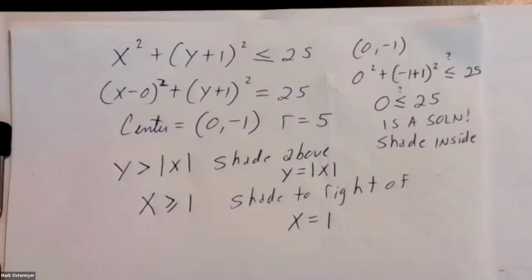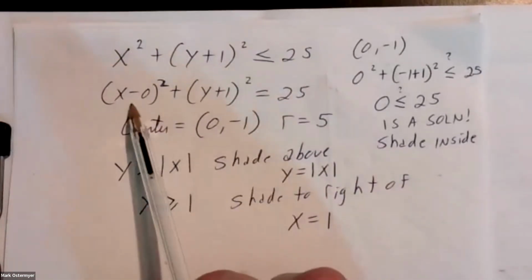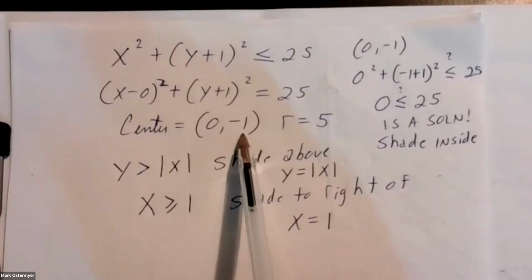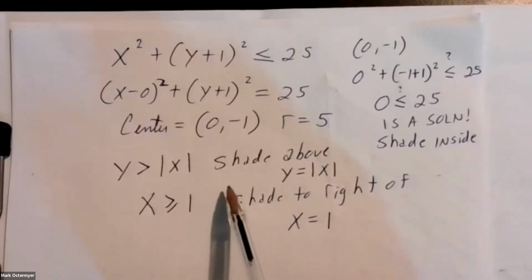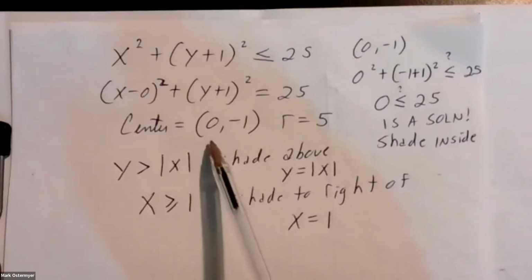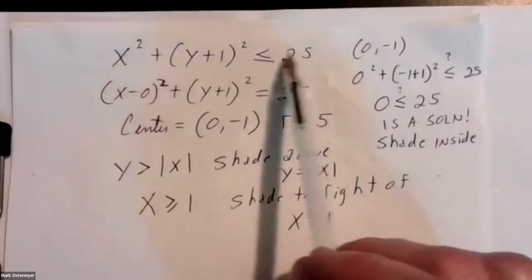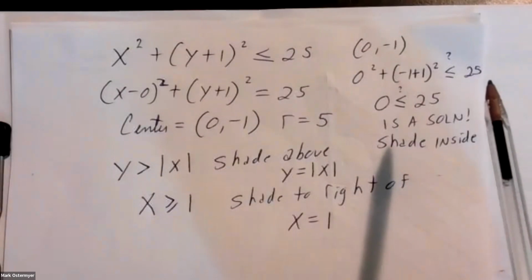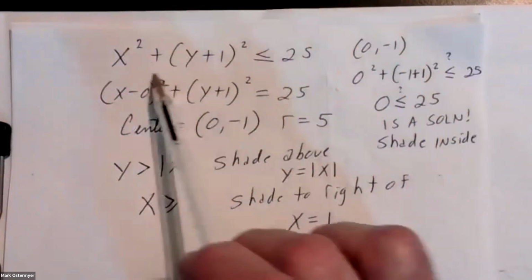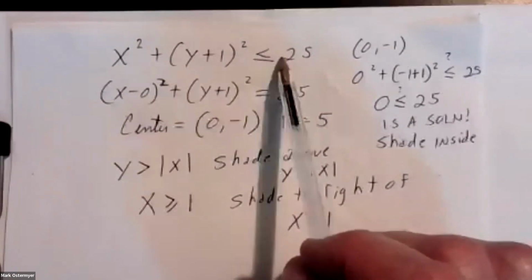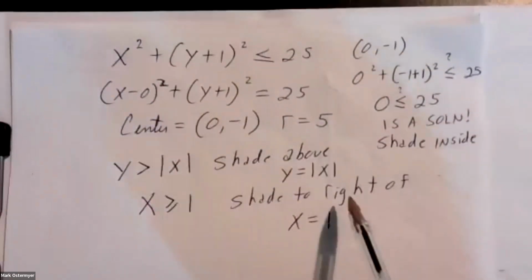All right, so the first inequality, the boundary is going to be a solid circle centered at 0, -1 with a radius of 5. I tested out the center point 0, -1 in the inequality, and it is a solution. 0, -1 is a solution to this inequality. So we would shade inside the circle.